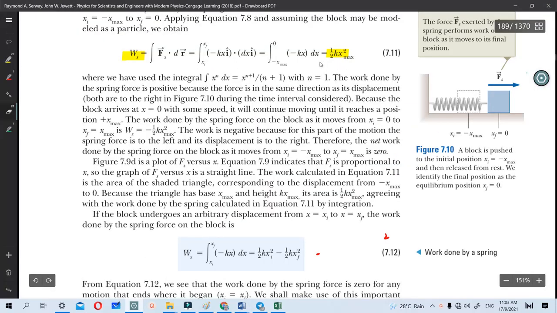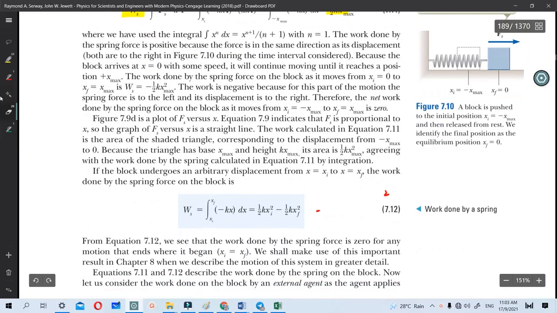Now, even though we tend to write half kx squared as a singular expression, we might get a little bit confused when it involves a displacement, right? So in the case of the derivation, they put that the final position is at 0 and the initial is at the negative x maximum, right?